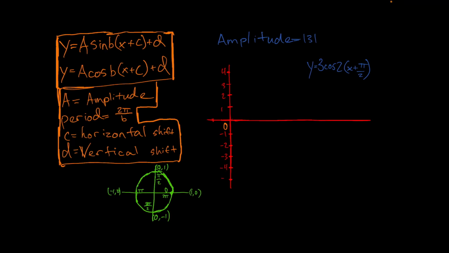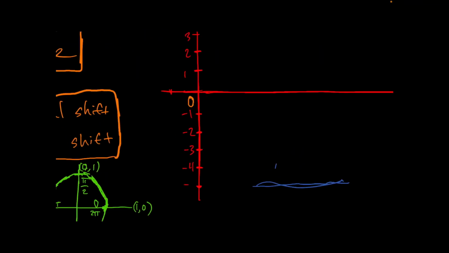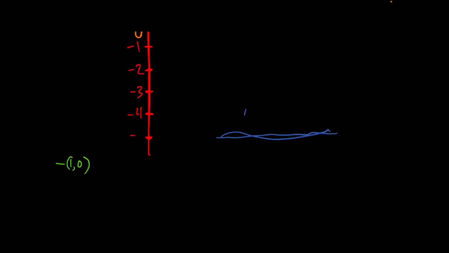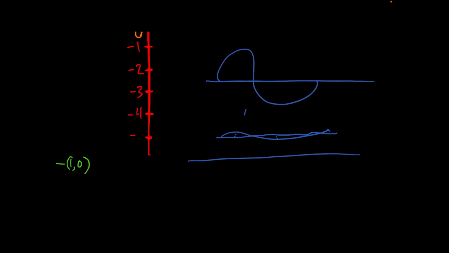Let's say there's a graph like this. Let's say the midline was here. The amplitude is the distance between the midline to its highest points and lowest points. So if we up the amplitude, it could look like this. Upped it even more, it could even look like this.